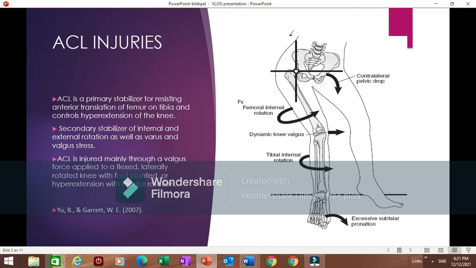So the ACL, as I explained, is a primary stabilizer for resisting anterior translation of the femur on the tibia and controls hyperextension of the knee. It's a secondary stabilizer of internal and external rotation as well as varus and valgus stress. And as I explained, it's injured mainly through a valgus force applied to a flexed, laterally rotated knee with the foot planted, or hyperextension with medial rotation, as shown in the picture on the side.